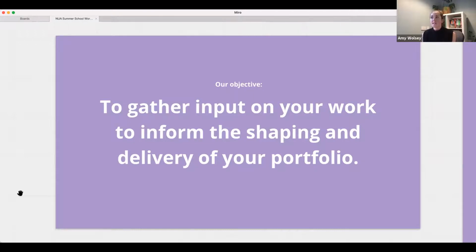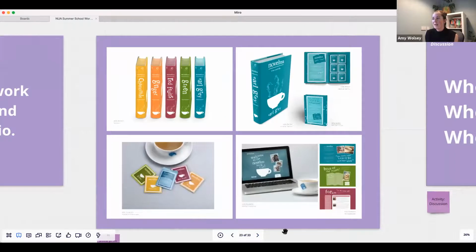So our objective is going to be to gather input on your work and inform the shaping of your portfolio. And luckily for you guys, I have got some more of my work to use as a starter for 10 for this. Now, I know you might have some of your work to hand, or you might have things that you brought to this session to think about how you might approach this. So do feel free to do that in the background and think about your own work in this context. But for now, we're going to have another go at this. I have got 4 pages from my portfolio here, and I want to ask some questions and get some feedback on them.